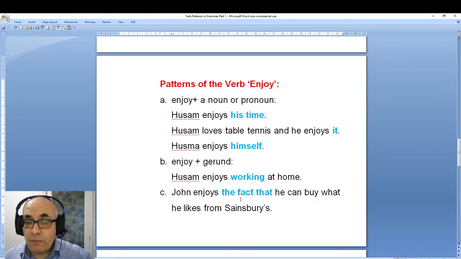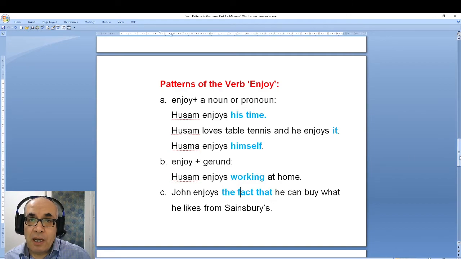Now every verb has a story. I will explain this after a few seconds. But as I said, no one in the world can change the structure of the sentence or the verb pattern. This is enjoy, this is how we use it. You cannot put other words after enjoy. All the time you must put a noun or a pronoun or a sentence.